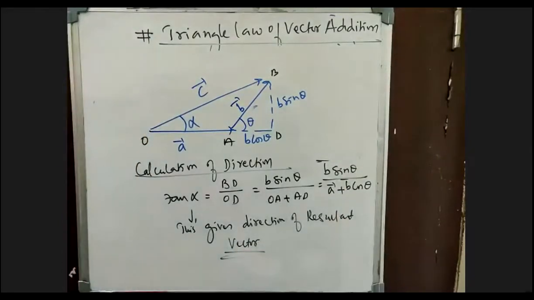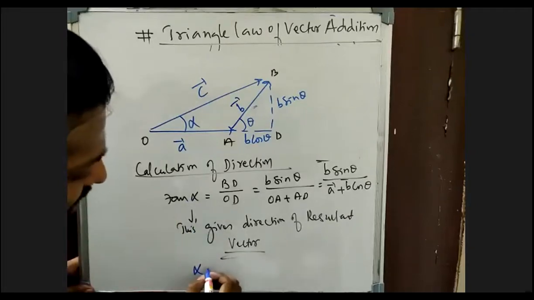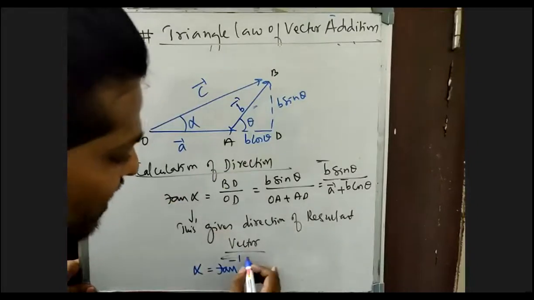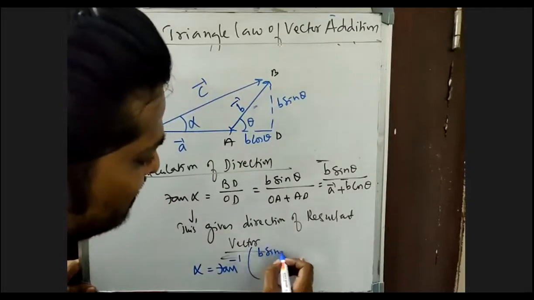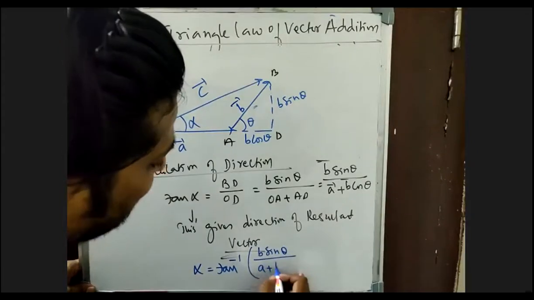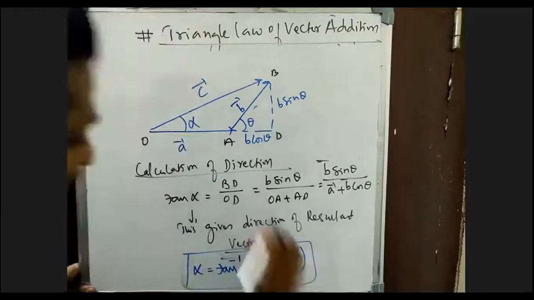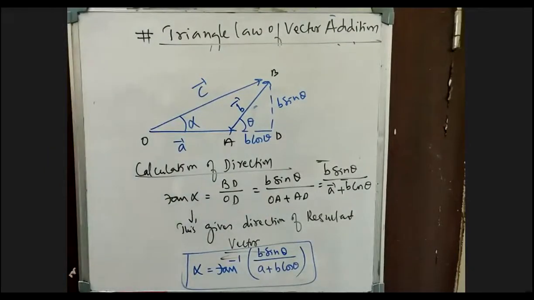Okay, so now you have an idea how to calculate the magnitude of the vector and how to calculate the value of alpha. Sometimes alpha can also be written as alpha is equal to tan inverse of B sin theta divided by A plus B cos theta. So this is your angle. Clear for everyone?